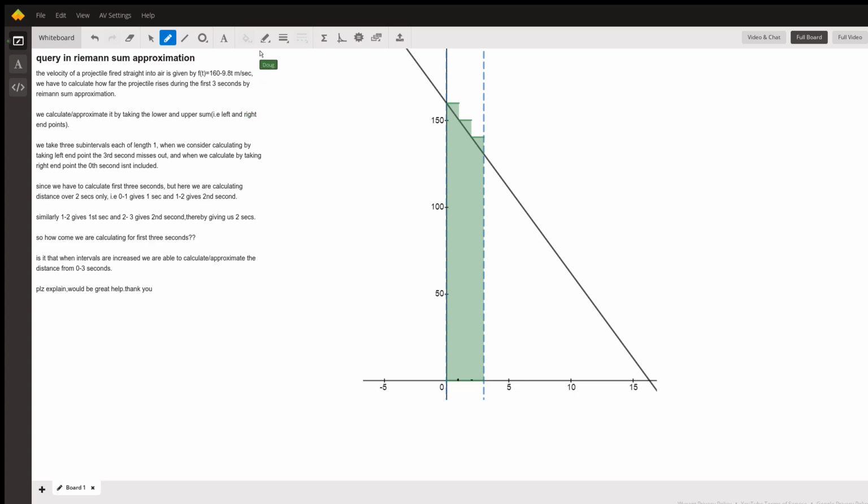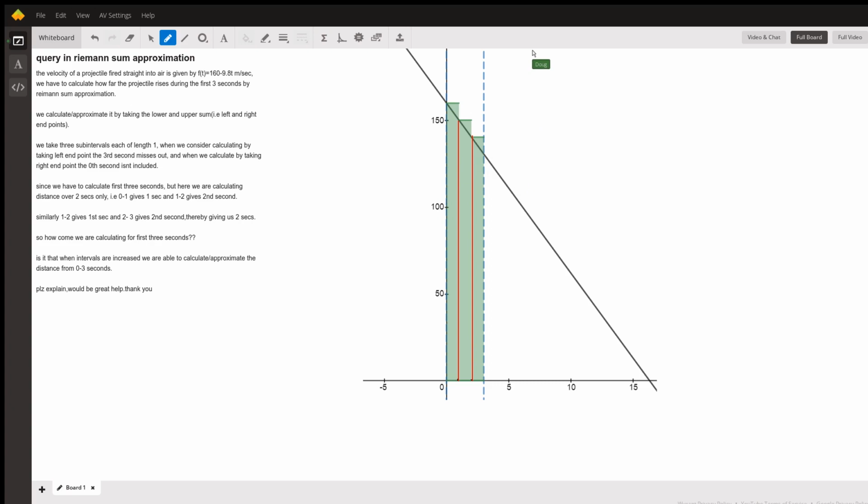Now, you asked the question, if we use left-hand endpoints, are we not including 3 seconds? And if we use right-hand endpoints, are we not including 0 seconds? Well, the truth is that, yes, we are including them. It's just understanding what we are using those endpoints for. We're using those endpoints to help calculate the height of these rectangles. There's going to be 3 rectangles no matter whether you use left-hand or right-hand endpoints.